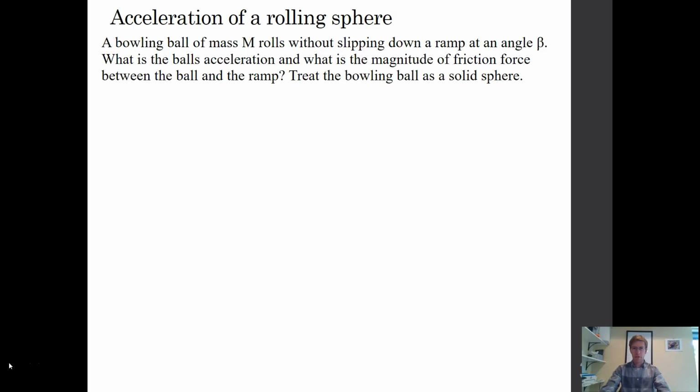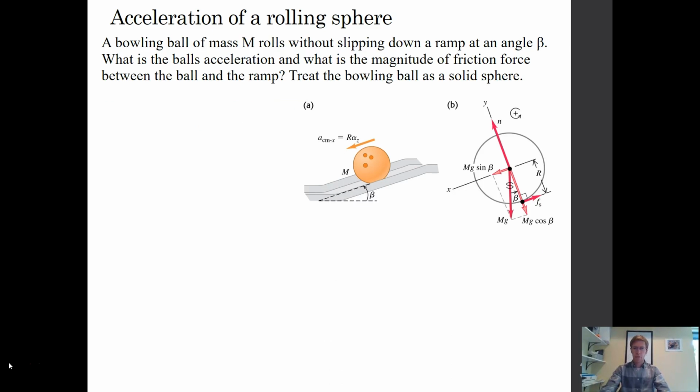All right, so here's the problem. Here's kind of a visualization of what's going on. You have a bowling ball accelerating down the ramp, and we're trying to find its acceleration as well as the friction force. So here's my free body diagram.